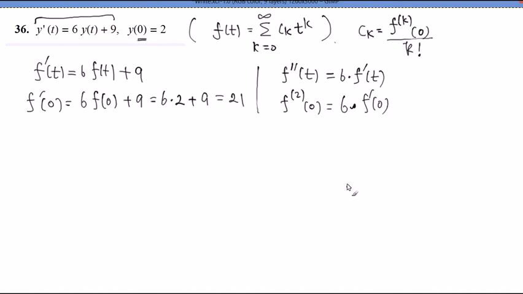So what is f prime of 0? We calculated that to be 21, right? So 21 times 6.